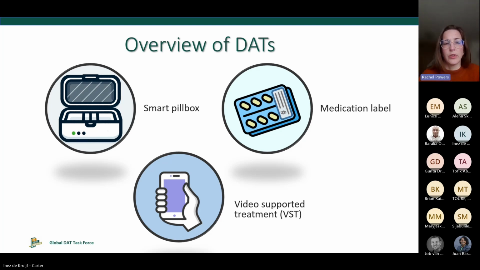And it's important to note that with this intervention, a phone is required on the part of a patient. It can be a feature phone. It doesn't need to be a smartphone, but for medication label, a phone is required. And of course, for video supported treatment, a phone is required. So keep that in mind when we talk about the different technology interventions we can have.